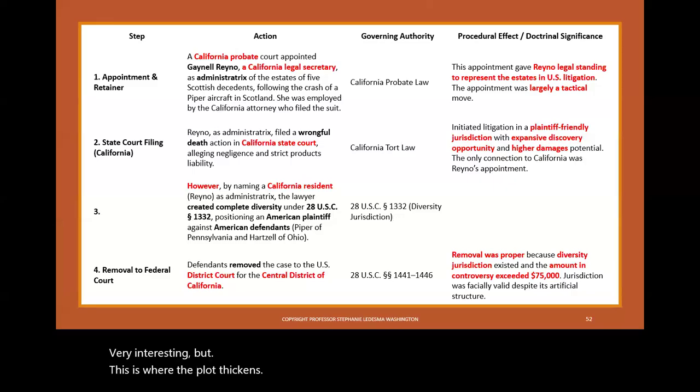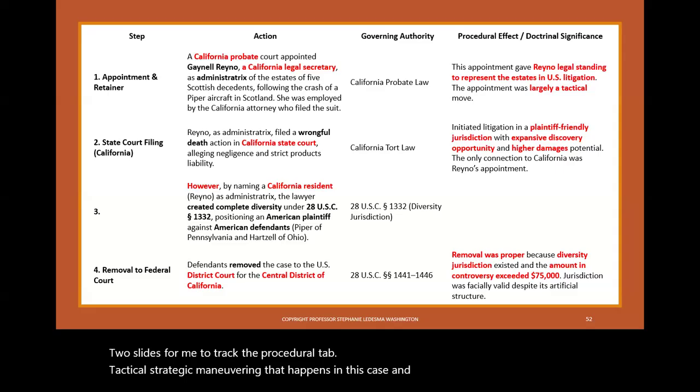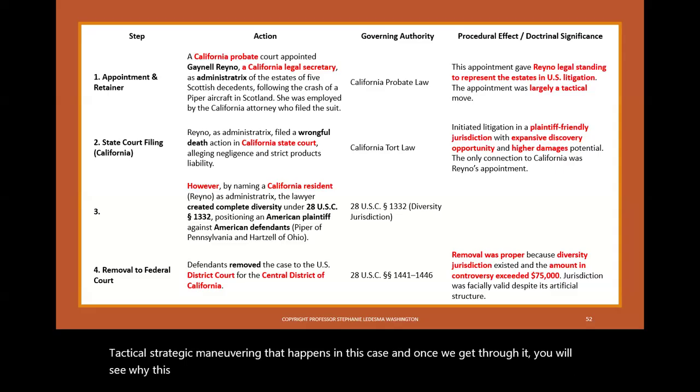2 slides for me to track the procedural, tactical, strategic maneuvering that happens in this case. And once we get through it, you will see why this case is the perfect case to show you the principle of forum non conveniens. All right, let's get started.